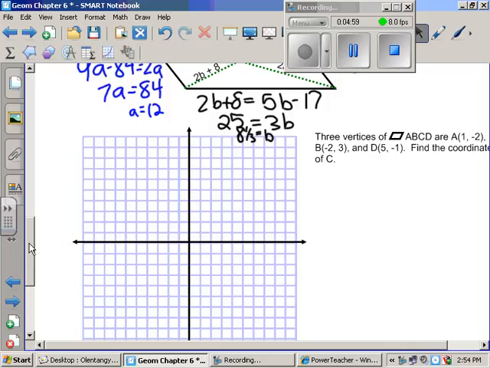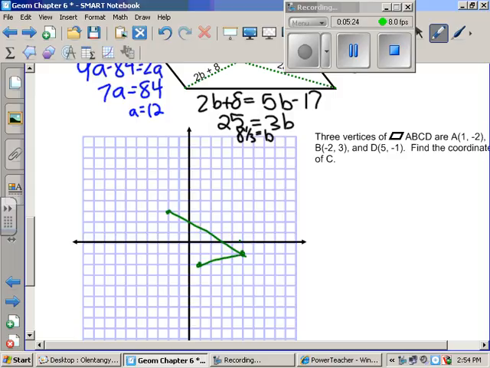All right, I have the vertices of my parallelogram at negative 2, 3, 5, 2, 3, 4, 5, negative 1, and 1, negative 2, and I want to know where my fourth vertex is.